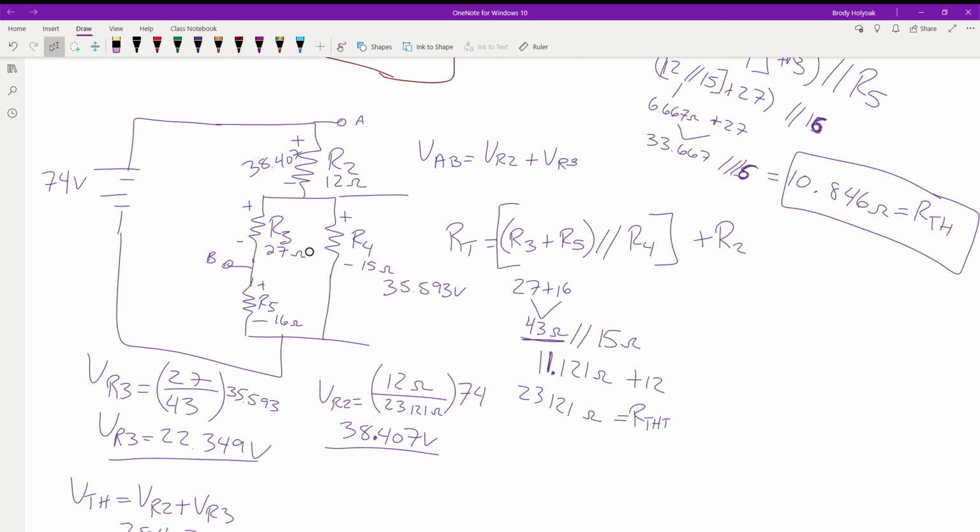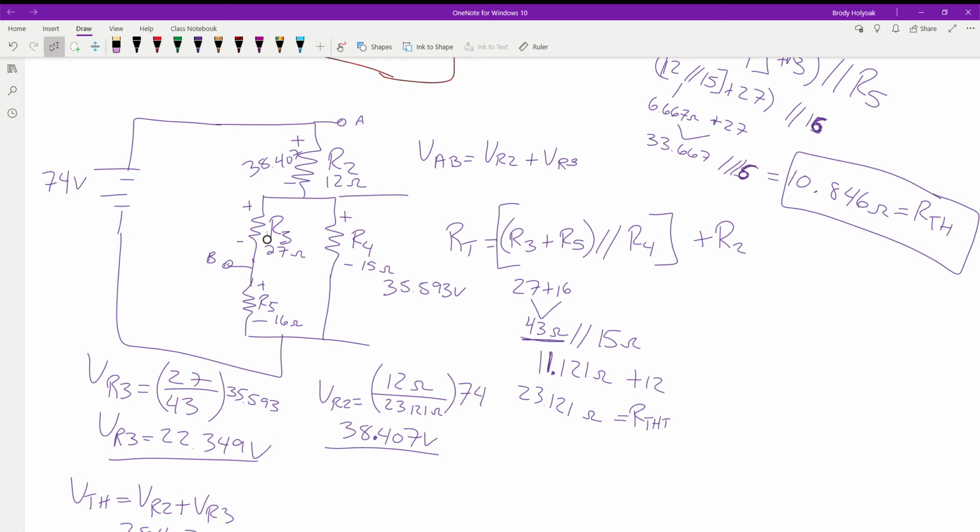Then we don't care about the voltage drop across R4. It's not being used right now. We don't care about it. That's the 35.993. Yes. So 35 is going to be dropped across that whole section. What we do care about is this portion here. So we have 35 being dropped across this whole section. We need to find out how it's going to split up between those two resistors.